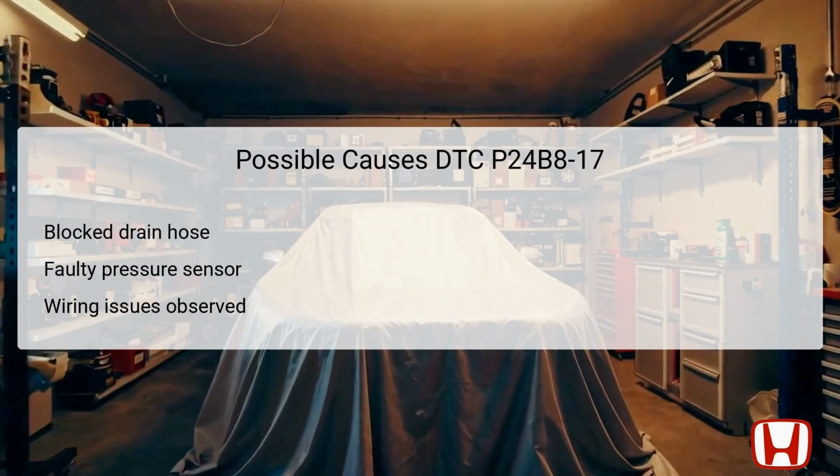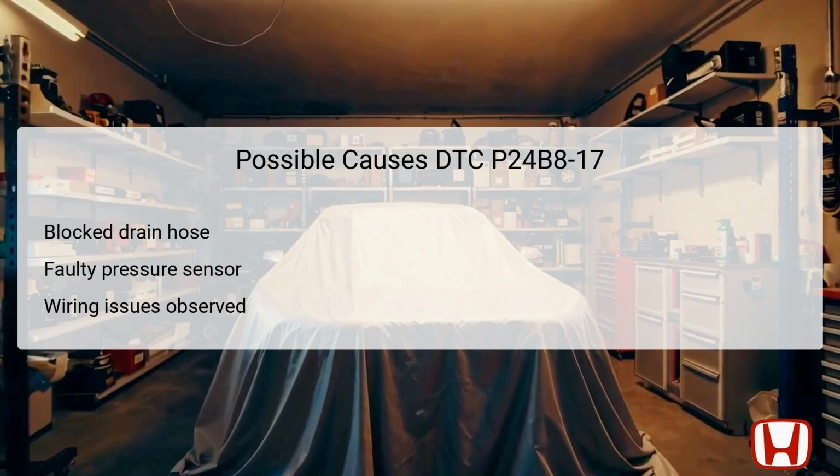Several potential causes can lead to the triggering of DTC P24B8-17. One common issue is a blockage in the drain hose of the evap leak check module, which could prevent proper airflow and pressure measurements. This blockage can create an artificial high-pressure reading, misleading the system to indicate a fault.